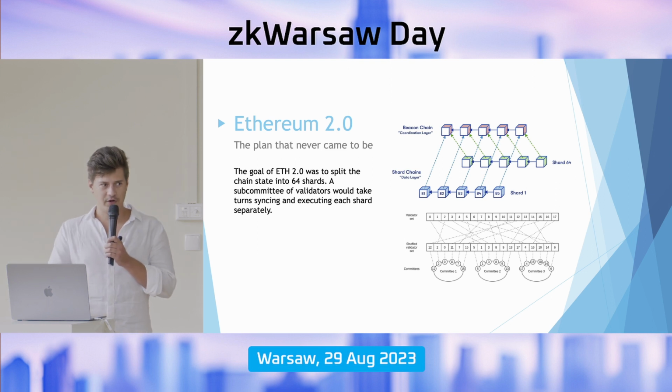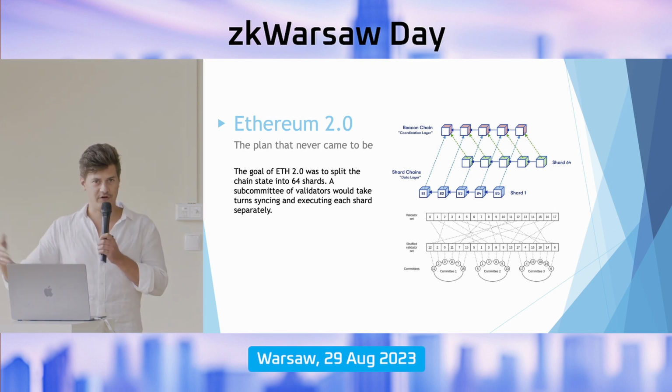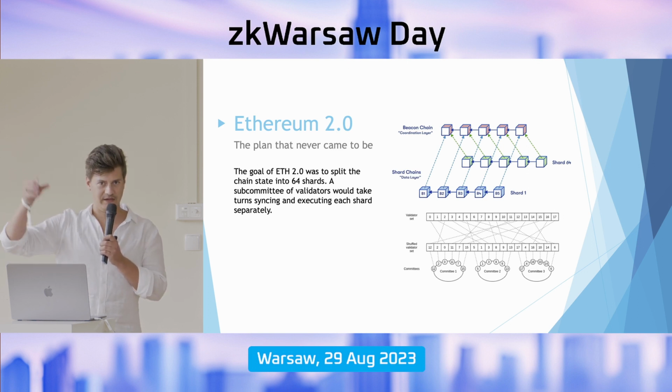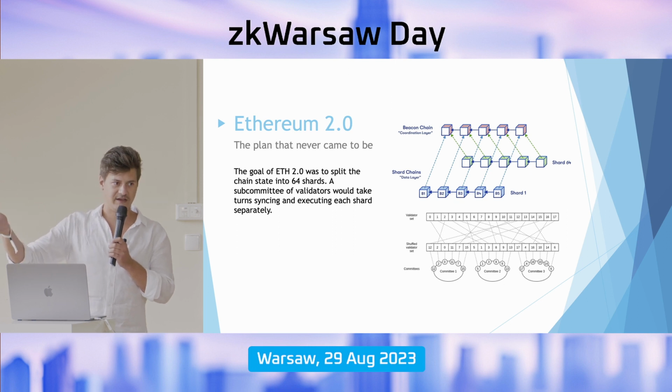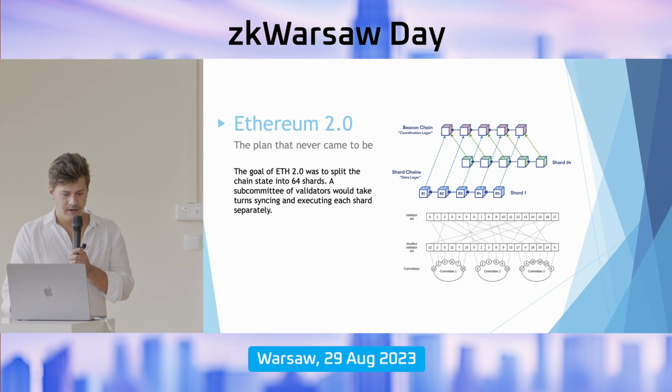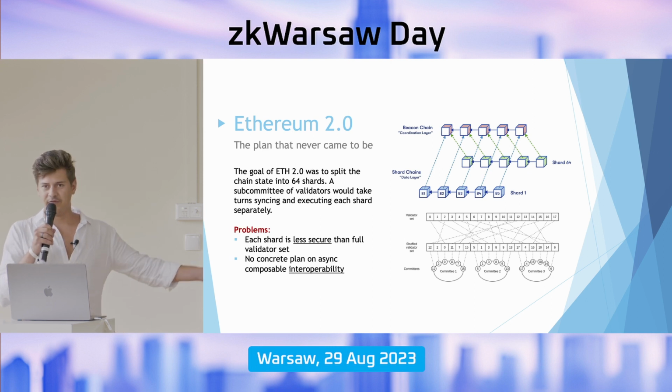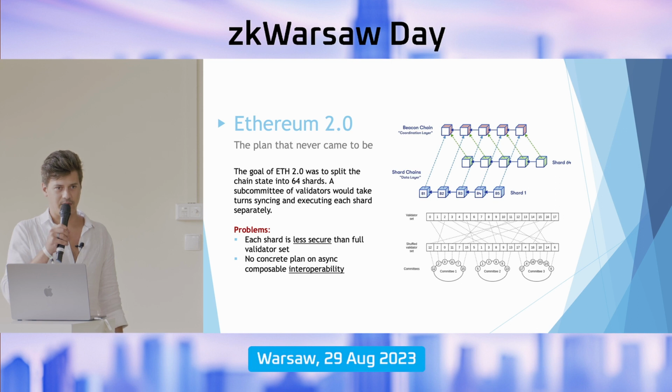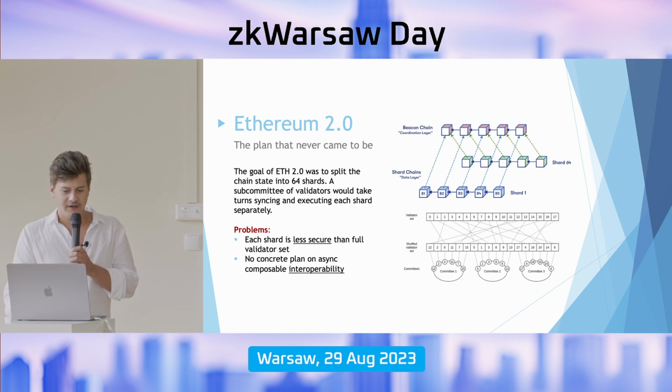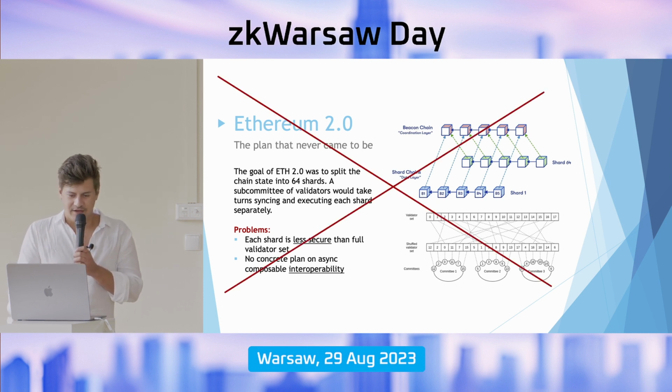And the goal of Ethereum 2.0 was to essentially break Ethereum into 64 shards, right? And the validator committee would be split into 64, and they would take turns validating different shards, right? But the problem with this was that every single one of those shards was less secure than the entire blockchain. Now you only have 1/64th of the validator set validating that shard. And the other problem was we didn't really have a good plan of how shards talk to each other, especially atomically. We had some ideas, but they weren't so good, and it would have broken a lot of applications. So we scrapped Ethereum 2.0, and that made Vitalik very sad.